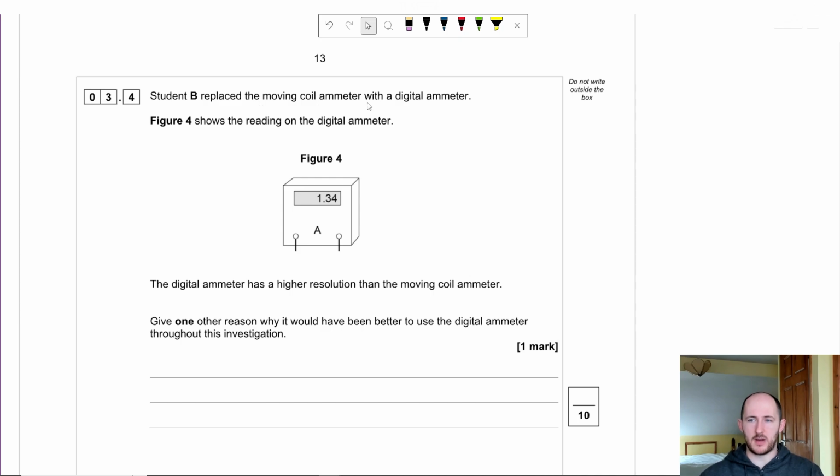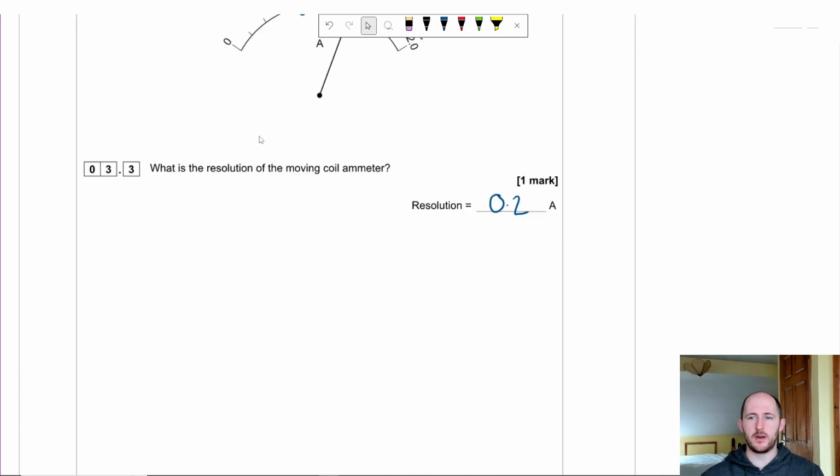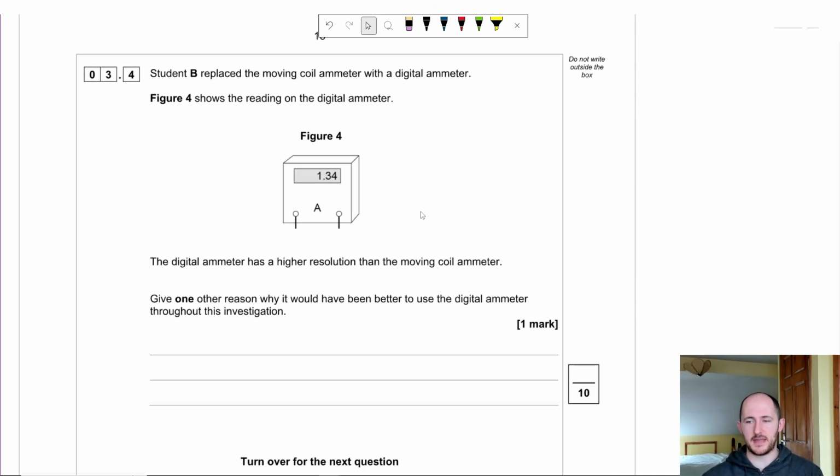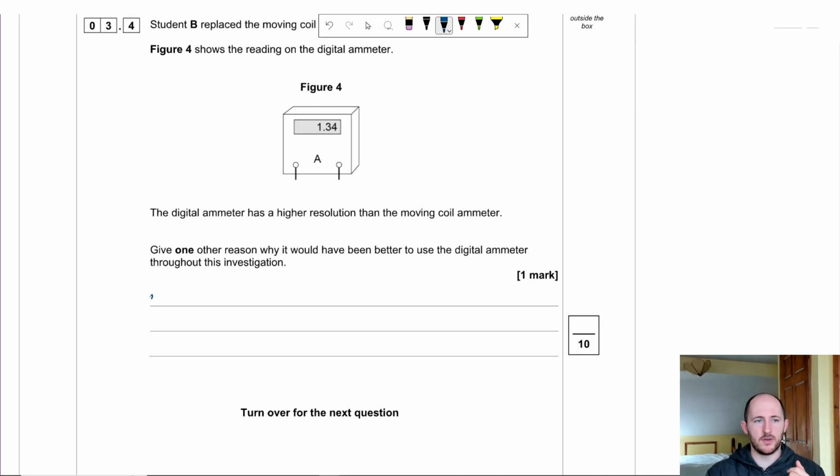Student B replaced the moving coil ammeter with a digital one, and he shows the reading. It has a higher resolution than the moving coil ammeter. One other reason why it might have been better to use the digital ammeter throughout the investigation? Well, if we look back here, anytime you have a scale like this, it's prone to human error, because I might look at this slightly to the side, I might misread it, etc. Whereas if I have a digital display telling me, there's no risk of parallax error. So you can say less chance of misreading, because that's what we really care about.